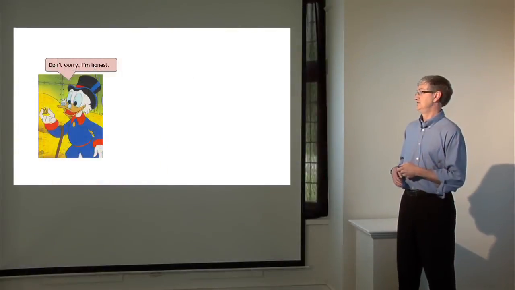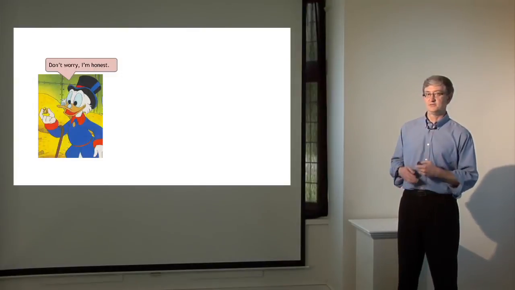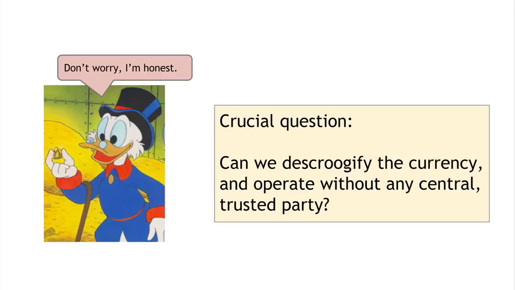Or if Scrooge just gets bored of the whole Scrooge coin scheme and stops doing the things that he's supposed to do, then the system won't operate anymore. And so the problem we have here is centralization. Although Scrooge is happy with this system, we as users of it might not be. So the central technical challenge that we need to solve in order to improve on Scrooge coin is, can we de-Scroogify the system? That is, can we get rid of that centralized Scrooge figure? Can we have a cryptocurrency that operates like Scrooge coin in many ways, but doesn't have any central trusted authority?